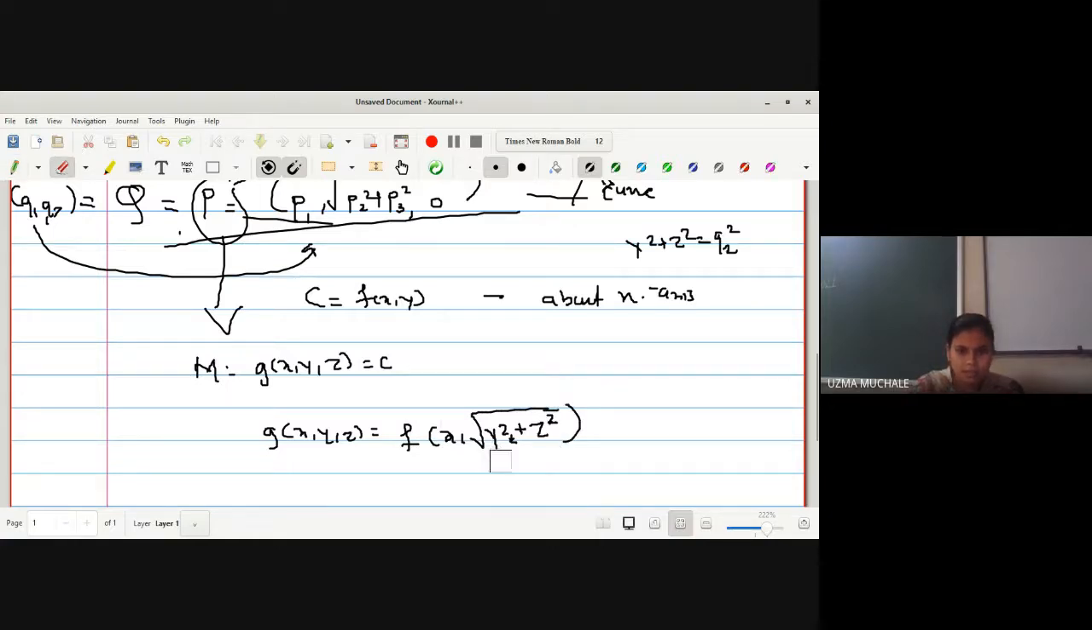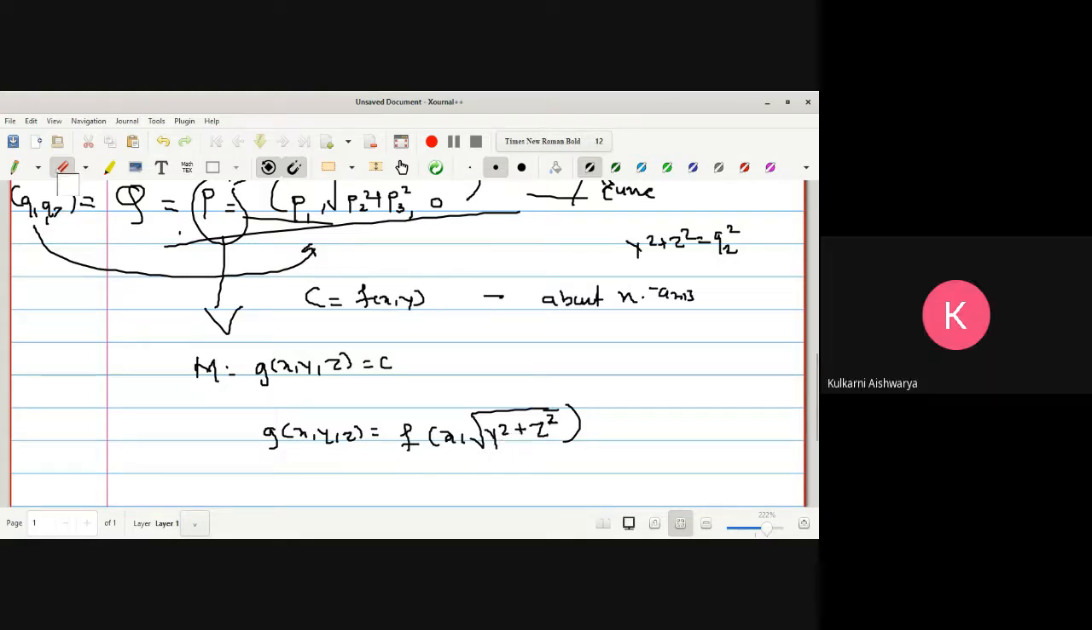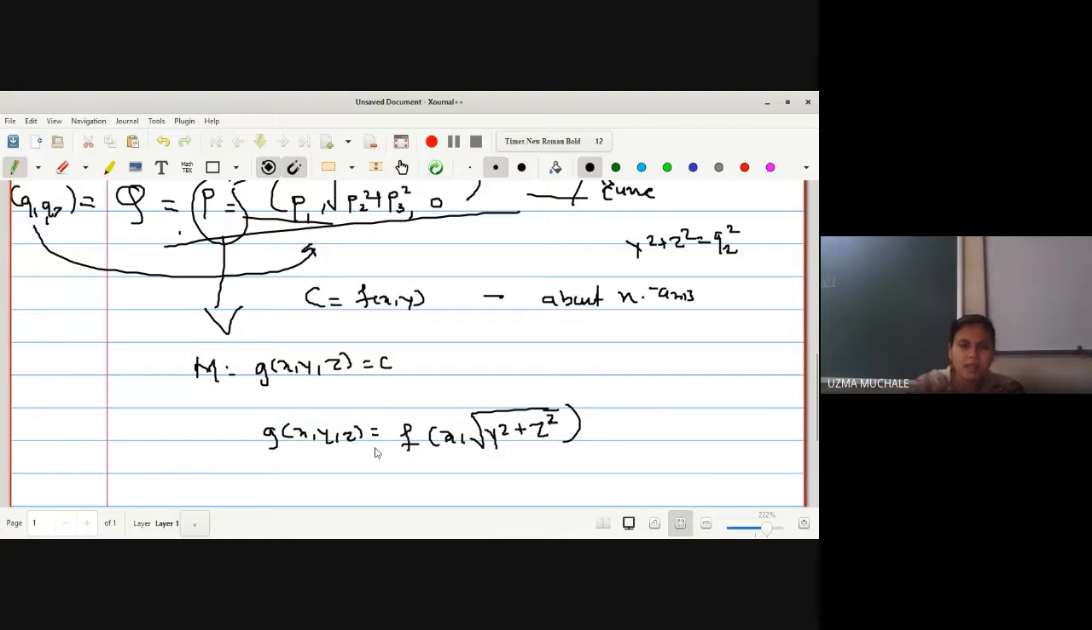Getting me? So we have written this as, this p2 square plus p3 square, where p2 is y and p3 is z. So we can write g of x y z in terms of a function f of x, under root of y square plus z square, because your y coordinate is in terms of y square plus z square, with the help of a circle which is parallel to the yz plane. Okay, now we have found the g.